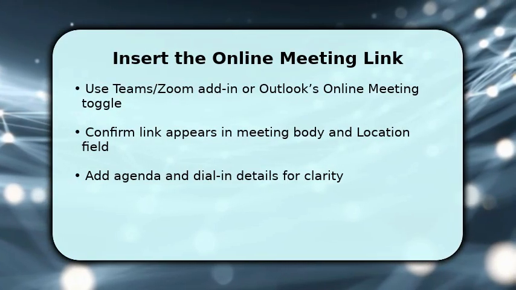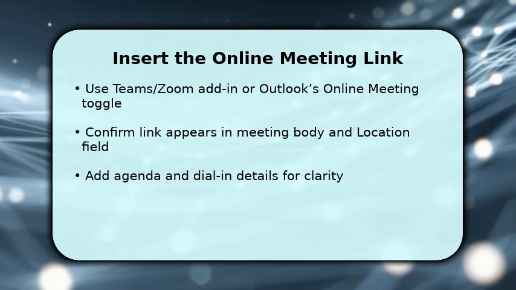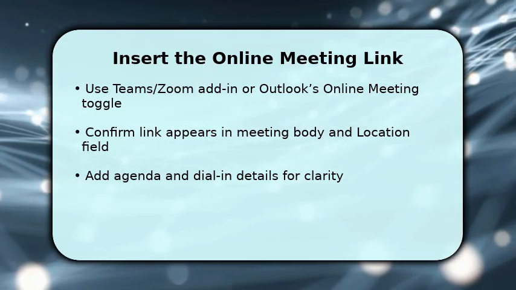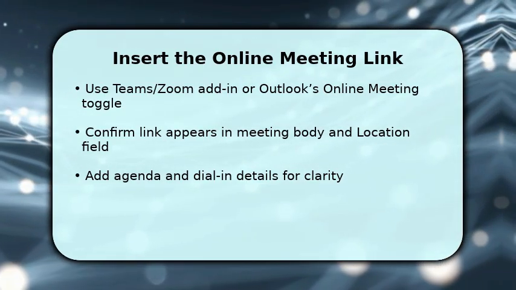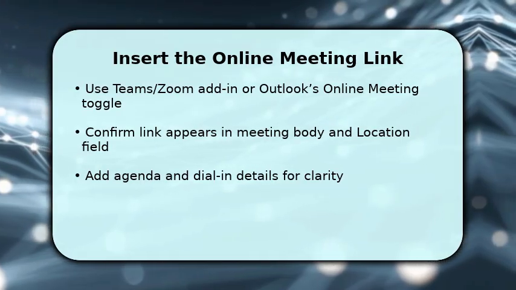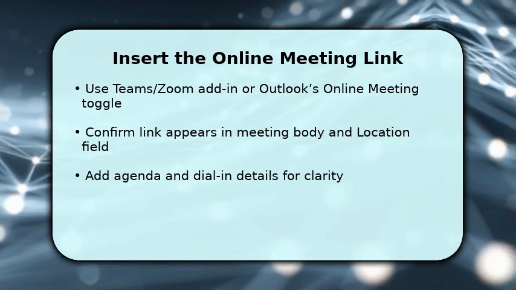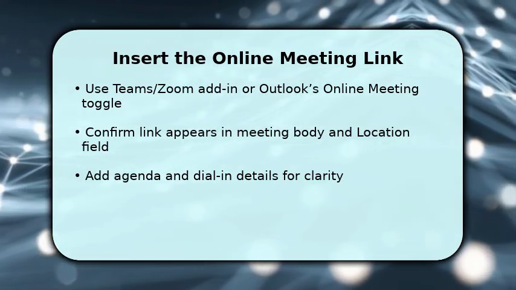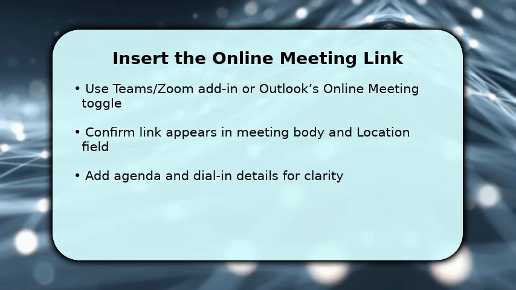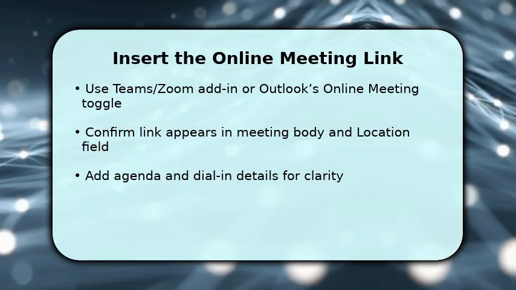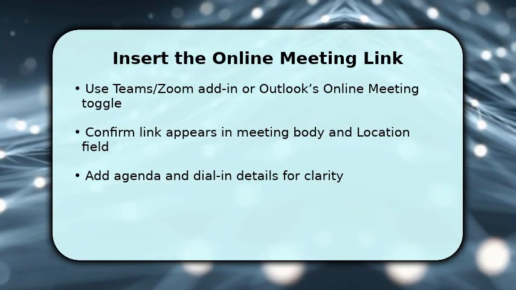You must insert the meeting link using Outlook's online meeting toggle or your installed add-in like Teams or Zoom. Click that button and wait for the link to generate. Then verify the link appears both in the location field and inside the meeting body so recipients see it on mobile and desktop. Add a short agenda, dial in numbers, and meeting ID beneath the link to reduce questions.